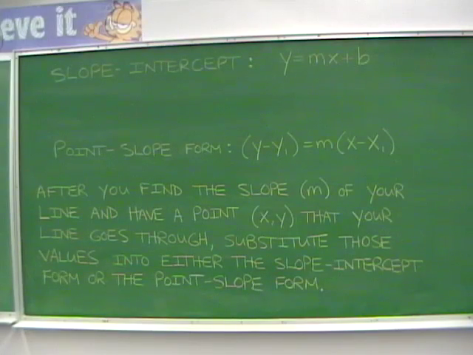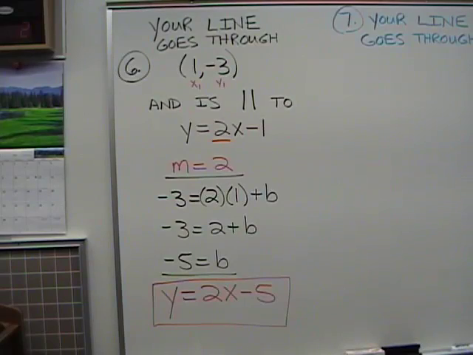Now let's go back to example 6 and finish off our equation. Here we are back at number 6, and we can see that we substituted in the negative 3 in place of the y in the slope-intercept form. We substituted 2 in place of the m, and we substituted the 1 in place of the x. Now that leaves only the y-intercept b that's still unknown. So we go ahead and solve for b, which means that we wind up with a b value of negative 5.